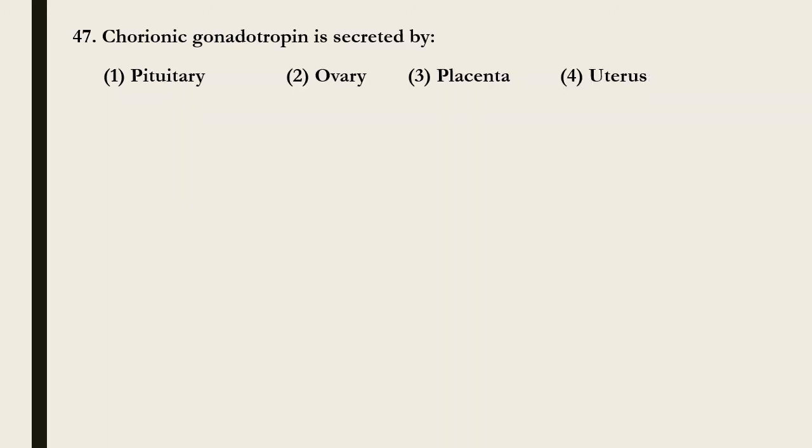Question number 47. Chorionic gonadotrophin is secreted by: option 1, pituitary; 2, ovary; 3, placenta; 4, uterus. Here, the uterus does not produce any hormones. The remaining three, pituitary, ovary and placenta, produce hormones. The placenta is considered a temporary endocrine gland.